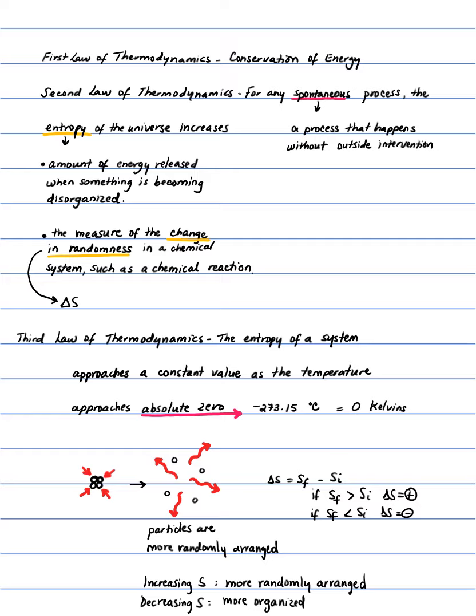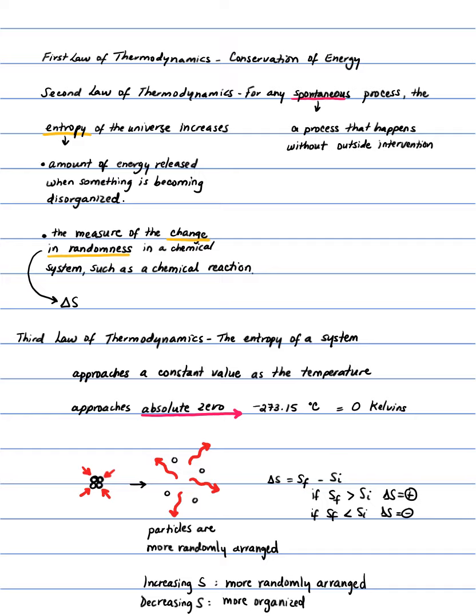We have three laws of thermodynamics. The first one is related to conservation of energy. Energy can be transferred, energy can be transformed, but energy cannot be destroyed or created out of nothing. The second law of thermodynamics relates a process to randomness. So for any spontaneous process, the entropy, which is a new thermodynamic property, of the universe increases.